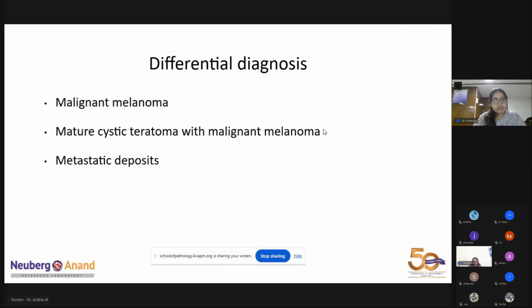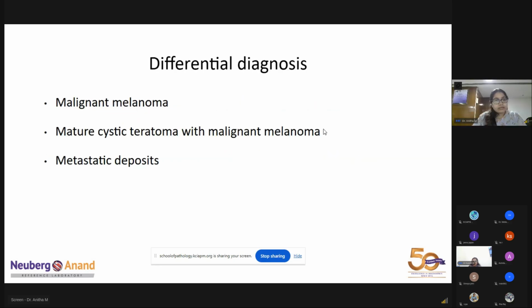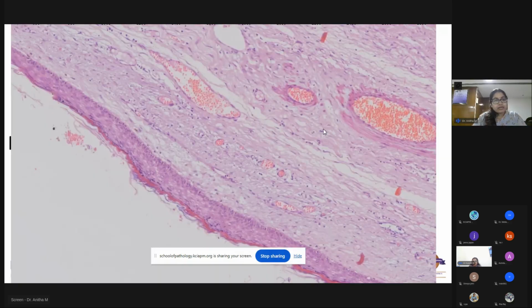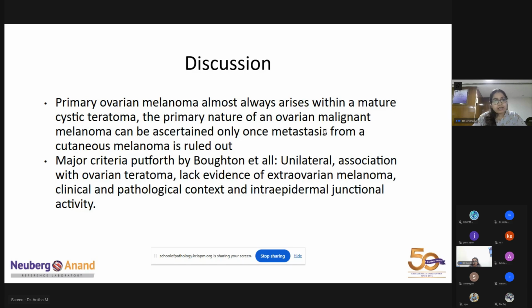The diagnosis we received was malignant melanoma, mature cystic teratoma with malignant melanoma transformation and metastatic deposits. The final diagnosis was malignant melanoma and mature cystic teratoma of the ovary. We couldn't appreciate or identify the transformation like intraepidermal junctional activity, which has to be identified to call it primary arising from a teratoma.